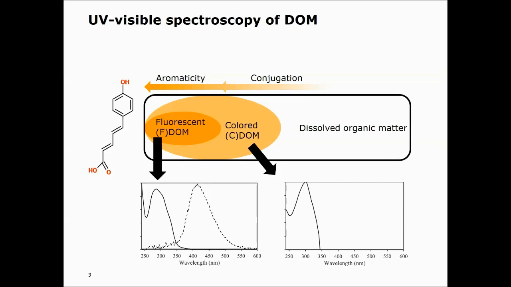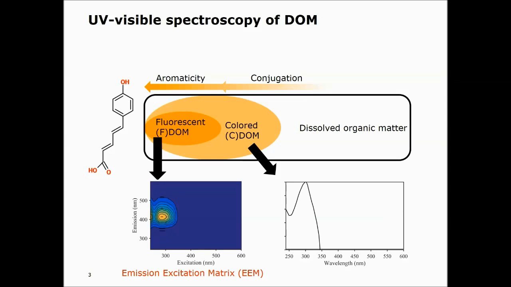But instead of looking at this two-dimensionally, we can also simply multiply these two spectra together, and we end up with what's called the emission excitation matrix, or EEM for short. And this is how we're going to look at fluorescence spectroscopy spectra today.